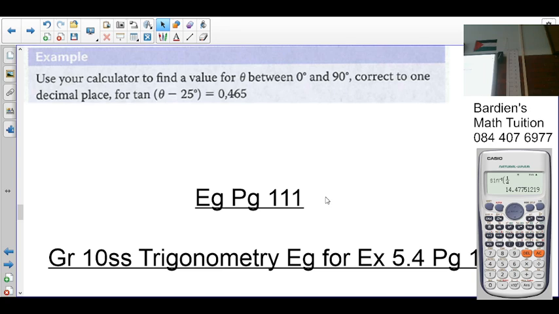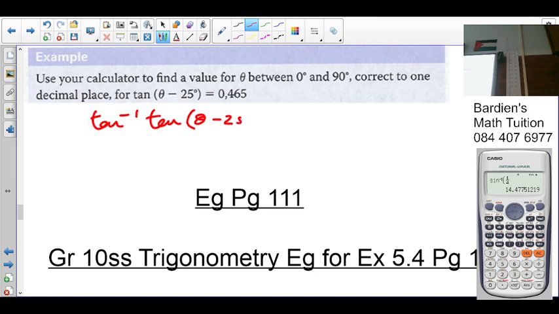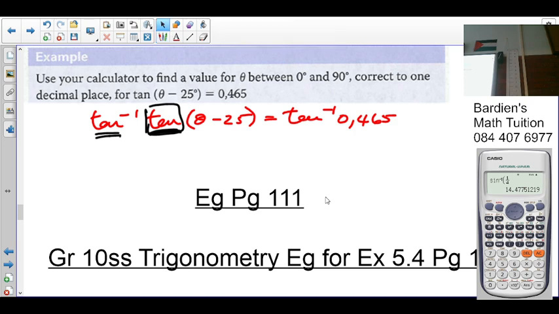So how do I get rid of this tan? Arc tan both sides. Can you see that, people? Yes. So what is arc tan of tan of theta minus 25? Theta minus 25. What if this was a cos here? Then I would have written arc cos. You guys understand? If there was a sine here, then I would have said arc sine. Let's just take its inverse.